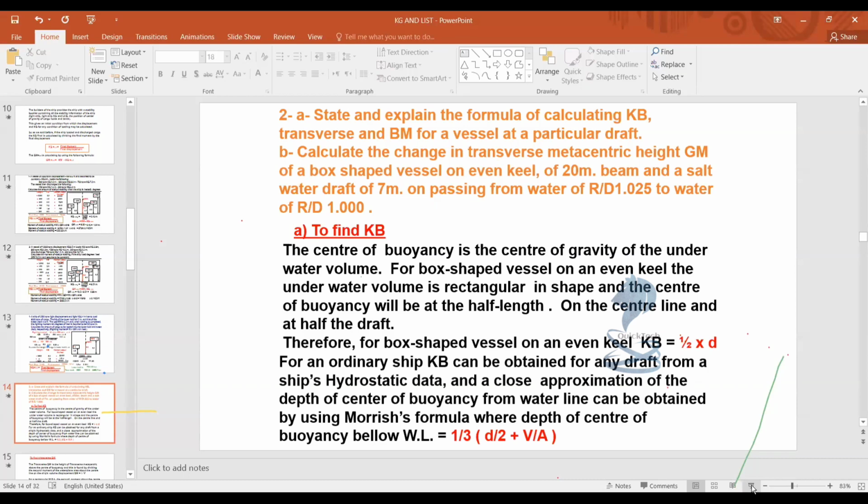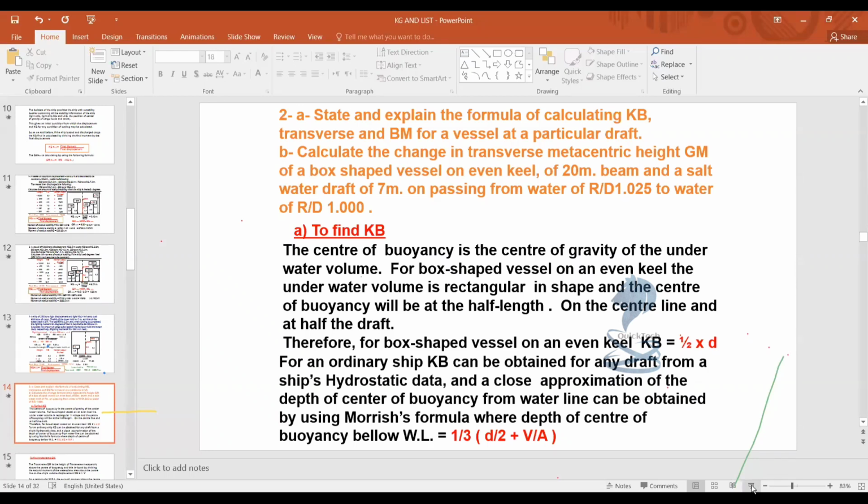To find KB, the center of buoyancy is the center of gravity of the underwater volume. For a box shaped vessel on an even keel, the underwater volume is rectangular in shape and the center of buoyancy will be at half the length on the central line and half at the draft. Therefore, for a box shaped vessel on an even keel, KB is equal to half the draft.